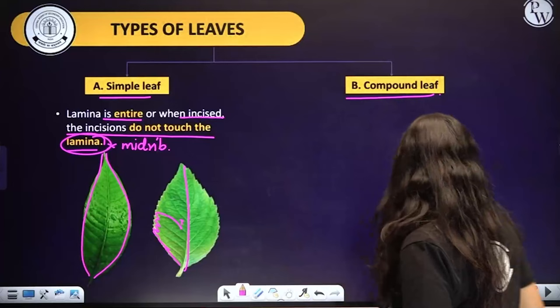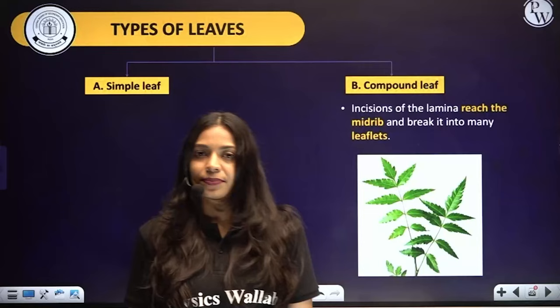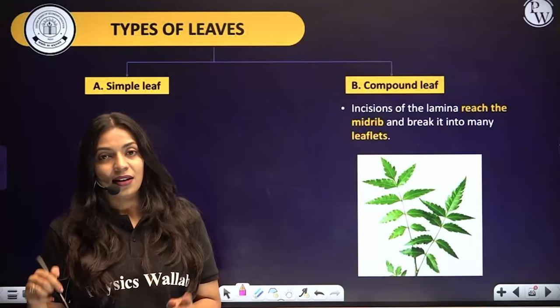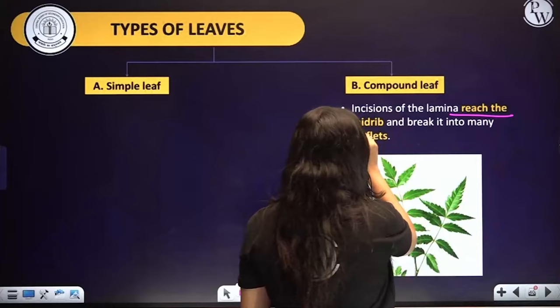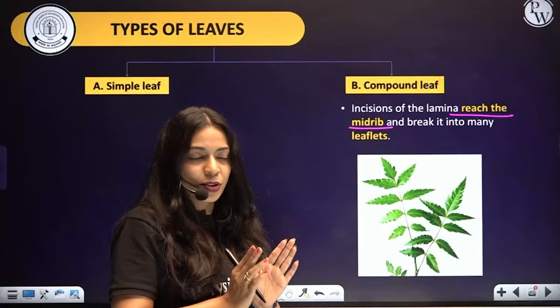Now, what are compound leaves? Compound leaves are exactly what simple leaves are not. So, in simple leaves, I said that incisions, even if they are there, will not touch the midrib, right? So, over here, the incisions of the lamina do reach the midrib. They are very deep and they reach the midrib. And as a consequence, the lamina is broken into many leaflets. I'll tell you how exactly this happens.